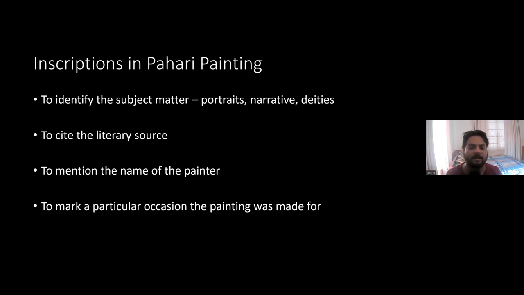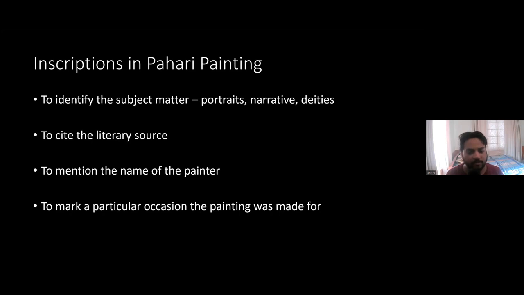So if there is a painting based on the poetry of Rasa Manjari, the inscriptions would be laid in order to identify that this painting is based on this particular verse, so that when the Raja, who would usually be the commissioner of Pahari painting, sees a painting, he is able to understand what is the context or relevance of the visual.